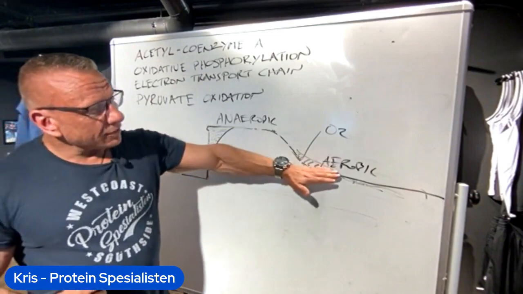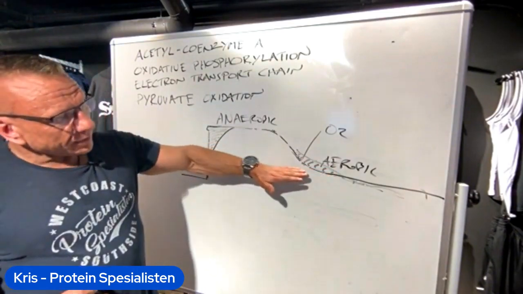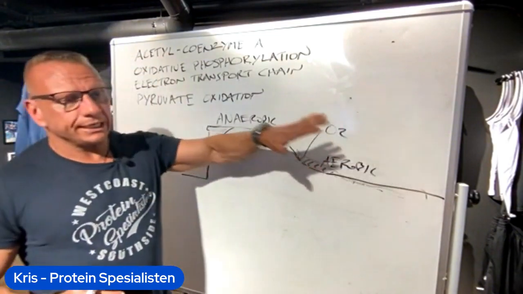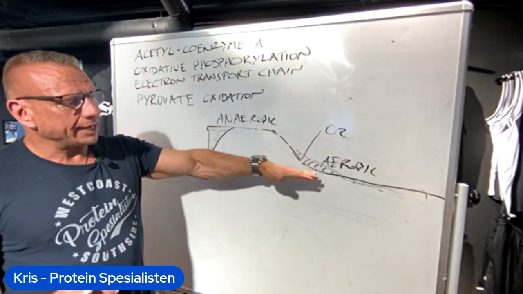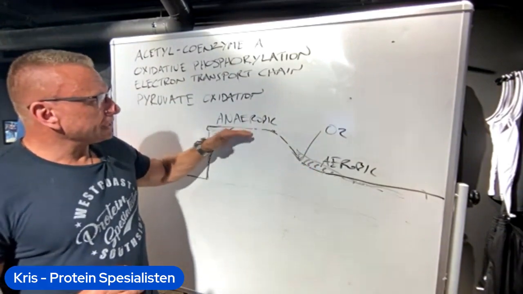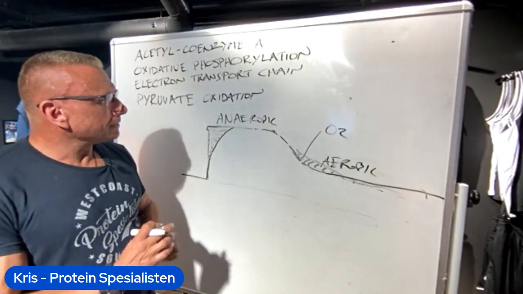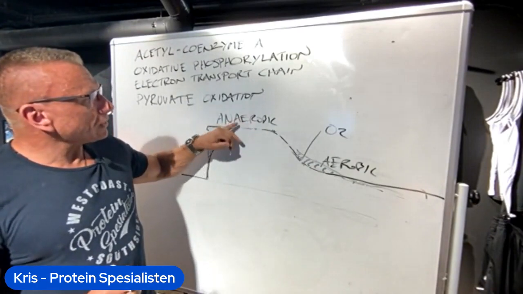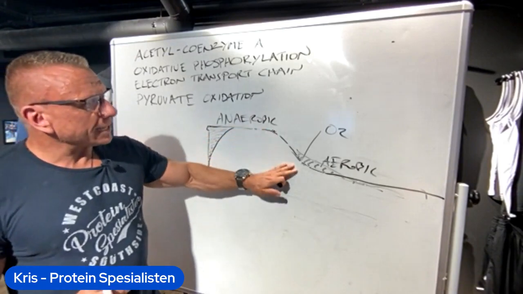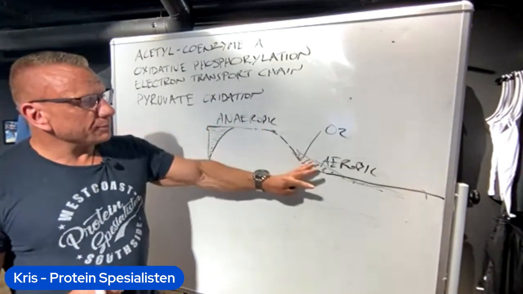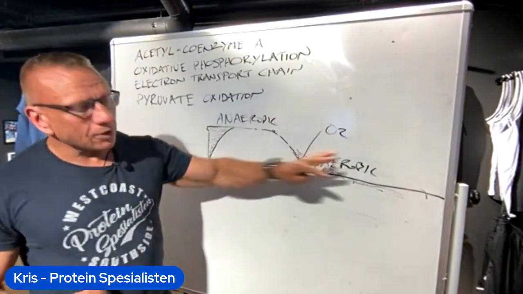So getting into this aerobic phase, we have a really long energy supply. This one here is finite because we can't operate at a high intensity for more than, say, 2 minutes before we start to back off. The aerobic phase, we can go for a long, long time.